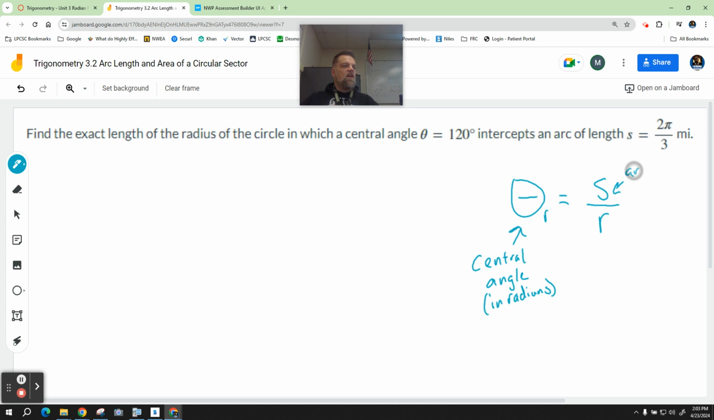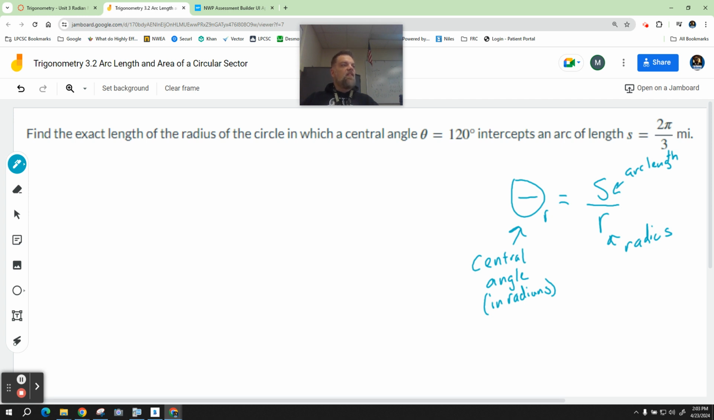S is arc length. And then R is the radius. And remember, these have to be in the same units.